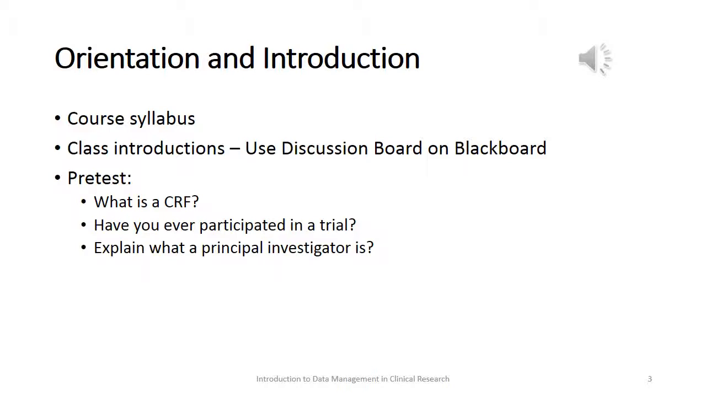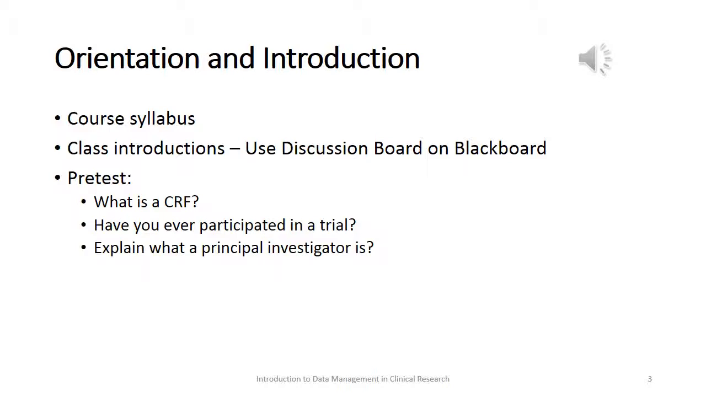Then the next thing I want to do is go over just a short 3-question pretest. Very simple. So you should ask yourself, what is a CRF? If you don't know what that is, that's fine, because we're going to go through all of that through the course.